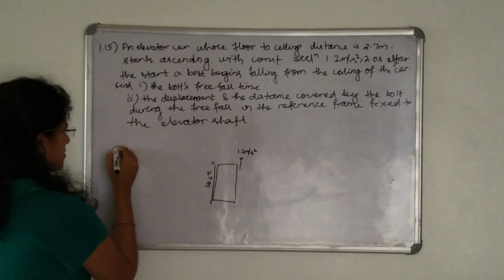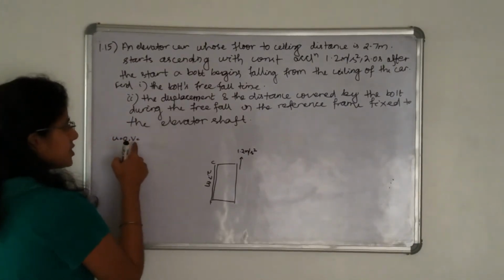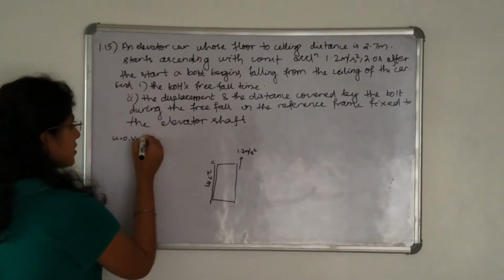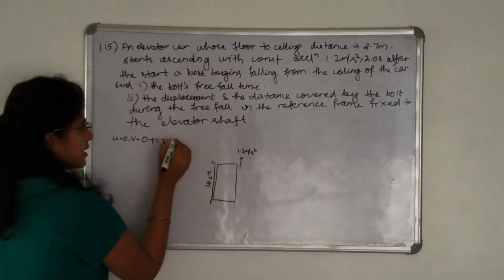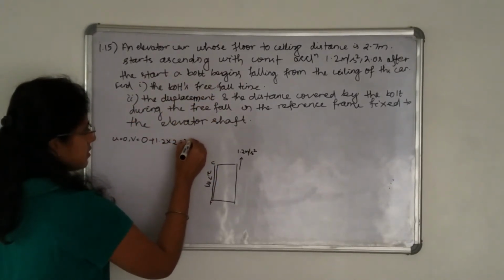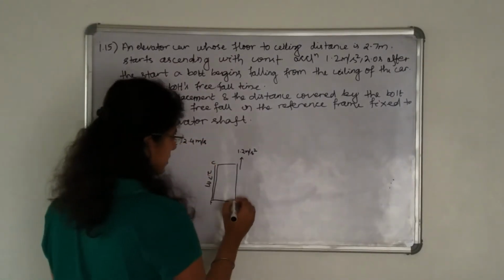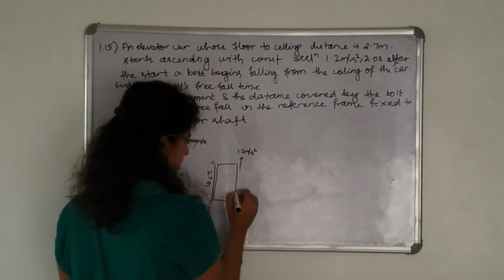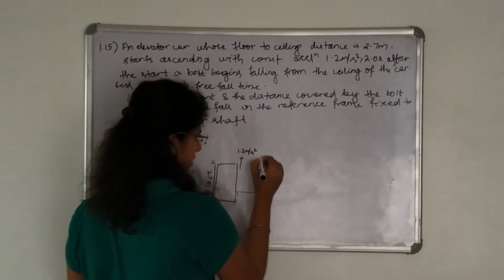So initially its velocity is 0, and the final velocity is how much? V is equal to u plus at. So u is 0, plus a is how much? 1.2, into t is how much? 2 seconds. So it means 2.4 meter per second.